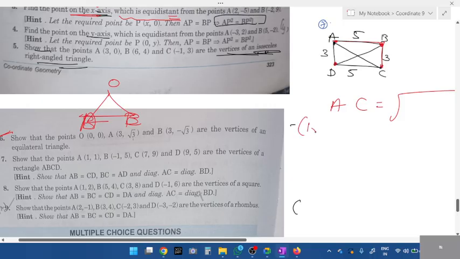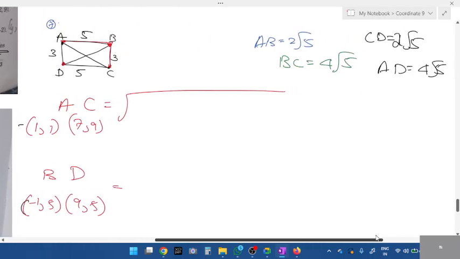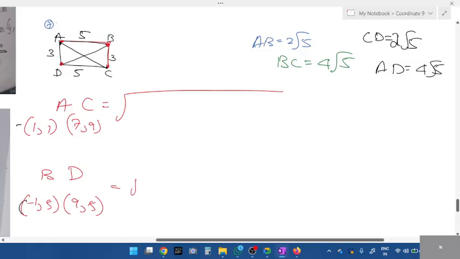AC, write A value 1, comma 1. C value 7, comma 9. Then take BD. B value is... D value is 9, comma 5. Opposite sides. Later we'll cross check the values. First complete this. X2 minus x1 the whole square, y2 minus y1.